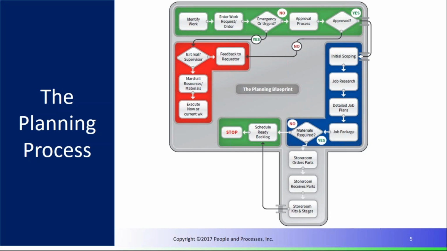So when we talk about roles and responsibilities with regard to planner schedulers, maintenance supervisors, and really everybody in the organization, we really need to identify what our process looks like. This is a very high level process that you see here, and we're not going to spend a lot of time with it. The point is that you need to have established these processes.